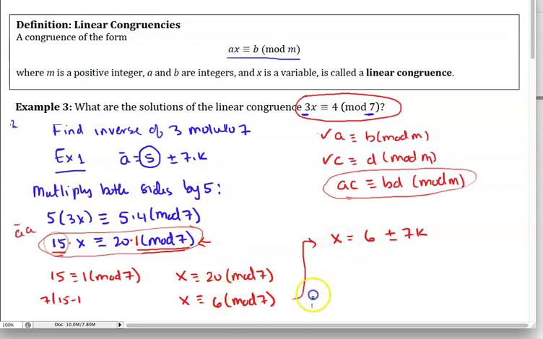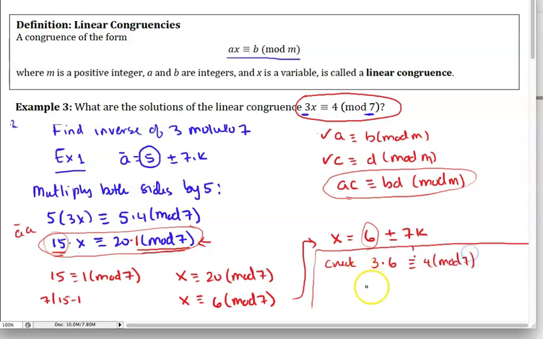All right, so you can check. Let's say x is 6. If I plug back into the original equation, I'm going to ask, is 3 times 6 congruent to 4 mod 7? And 18 is congruent to 4 mod 7. And this is true because 7 divides into 18 minus 4.